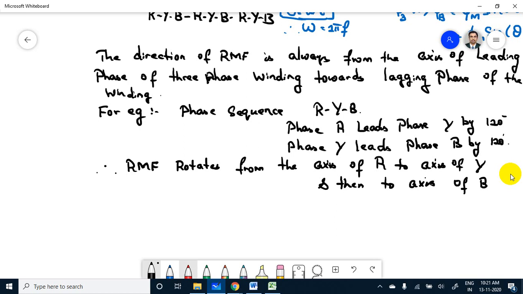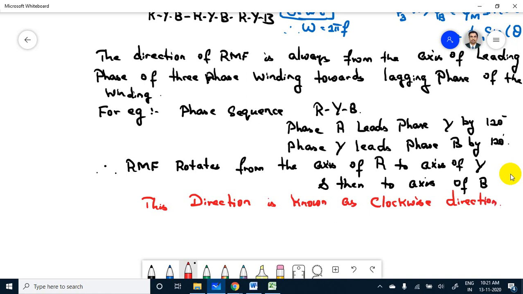So this direction is known as clockwise direction. Okay, so in synchronous machine, this direction, clockwise direction, we can change.